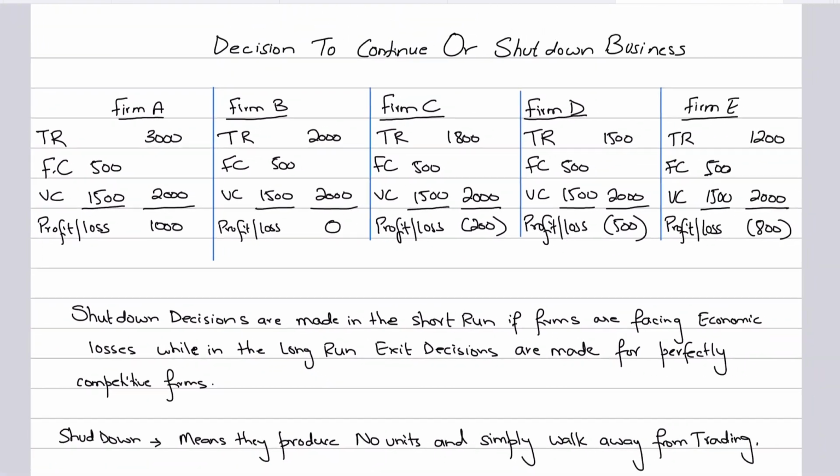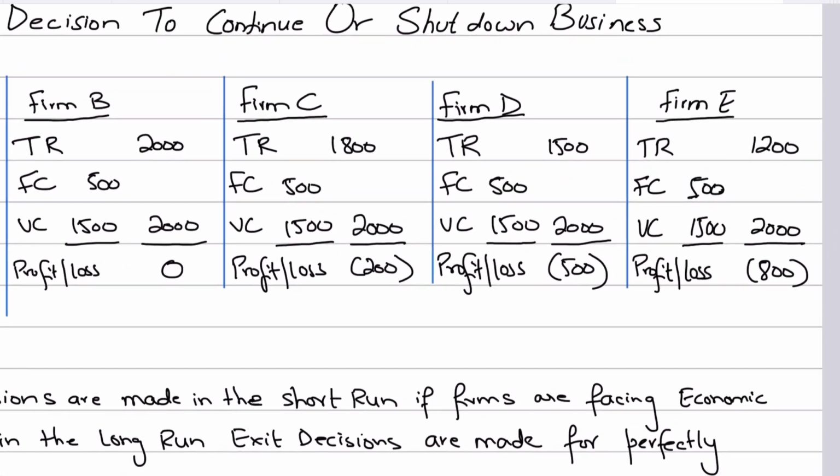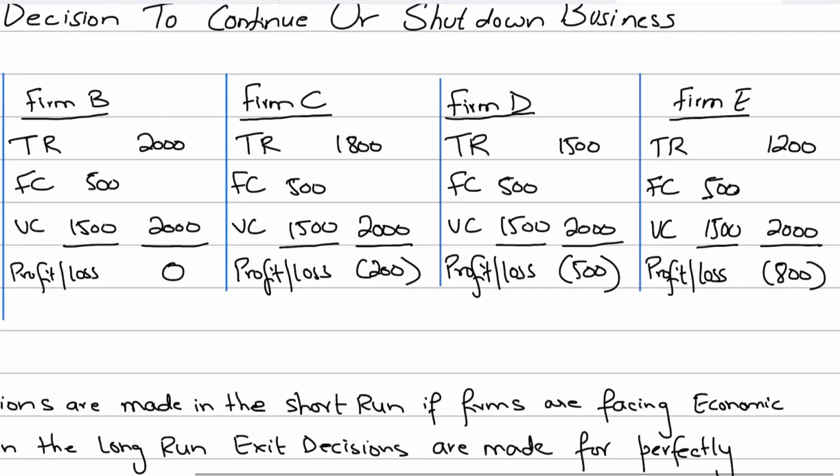Now let's see, and that is actually the purpose of this video, that is about firms C, D, and E. Now, guys, remember that it is very much possible that in the short run, a firm in a perfectly competitive market makes losses. So we have 3 firms in our example, and all 3 firms here are making losses respectively of $200, $500, and $800.